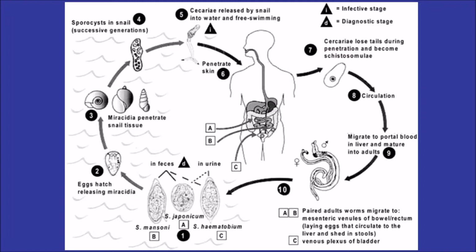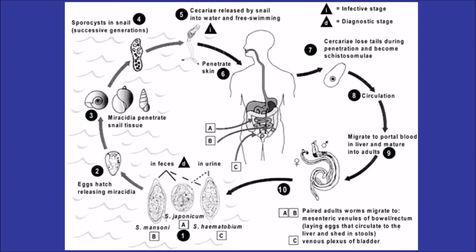The miracidium, running in the water searching for a snail, penetrates the snail to mature into what we call the cercaria. The cercaria leaves the snail and swims in the water searching for the human being. It is attracted by the hard skin of the human being. And when it reaches the surface, the skin, the cercaria penetrates the skin, loses its tail, and starts its journey in the circulation, from the venous circulation to the right side of the heart, from the right side of the heart to the lungs, from the lungs to the left side of the heart, and then from the left side it is pumped to all parts of the body.